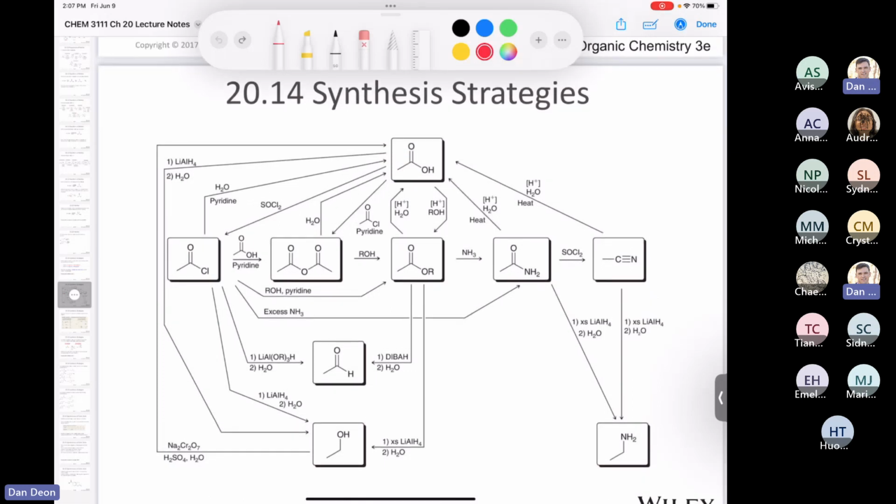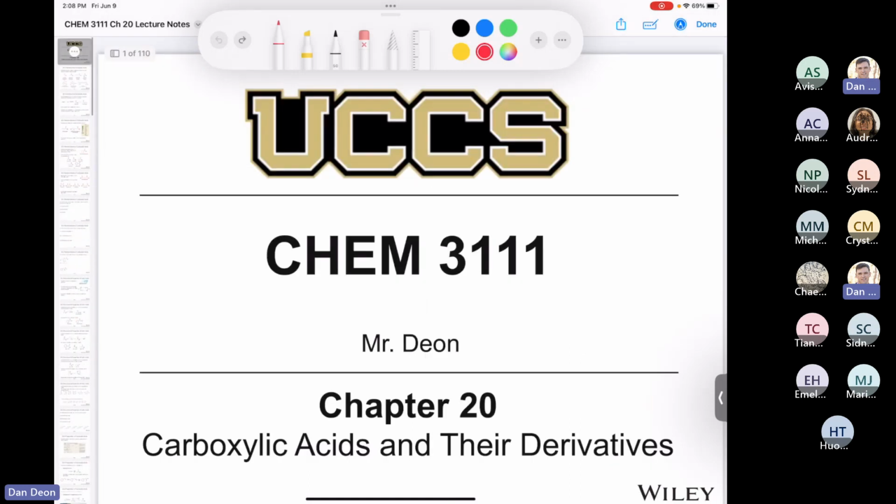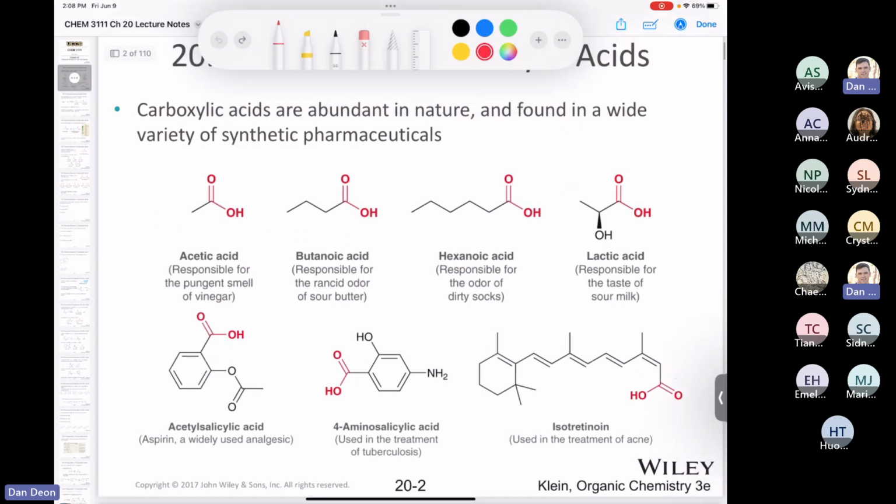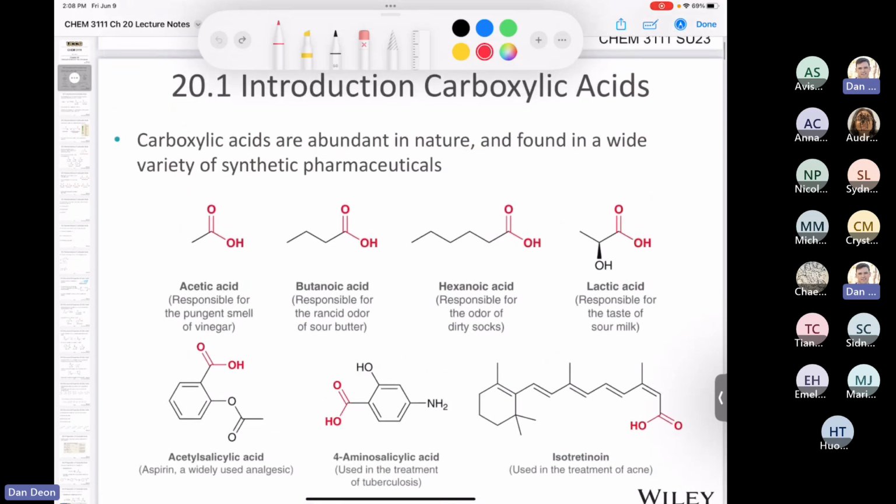So a lot of new reactions. And also, just to put this bug in your ear, this chapter is very nomenclature heavy. And the reason why is because we talk about the nomenclature of each one of these groups. So we talk about nomenclature of carboxylic acids, acid chlorides, acid anhydrides, esters, amides, and nitriles. They're all covered in this chapter. So lots of reactions and lots of nomenclature. Well, with that in mind, let's get into it and look at carboxylic acids by way of these structures here, which give us a little introduction.